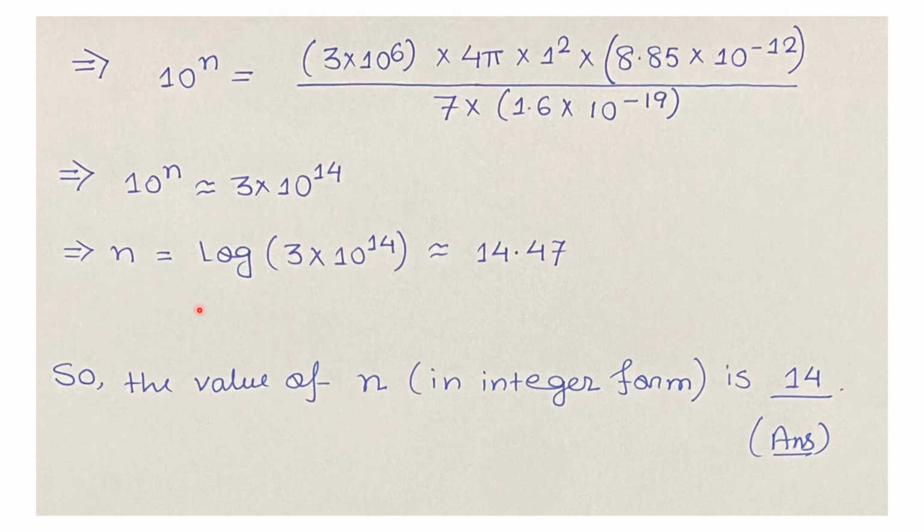So n equals log of 3 times 10 to the power 14. This will give approximately 14.47. So the value of n in the integer form is 14. Although the value must lie in between 14 to 15. If you get the answer 14 or 15, that is also correct.